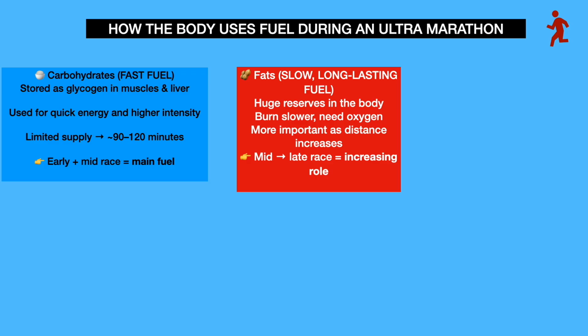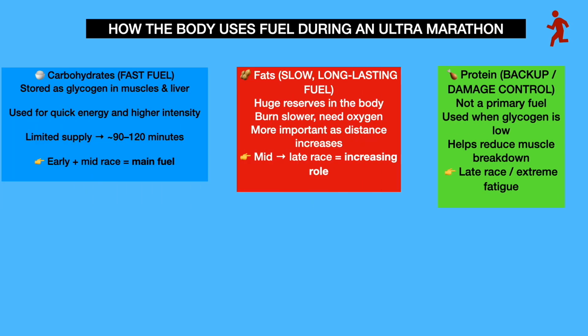The next fuel to be used is proteins. Proteins are not the primary fuel. They are used when glycogen is very low. They help reduce muscle breakdown. They can be used in the late part of the race and when extremely tired.